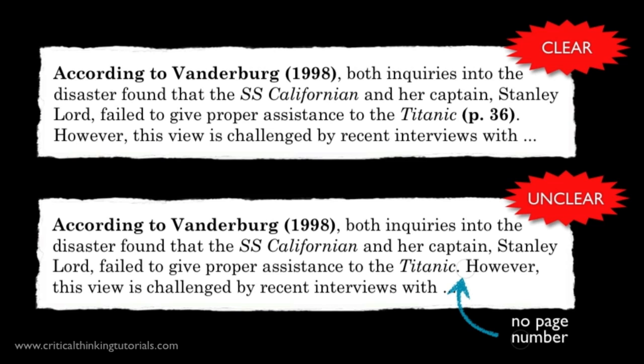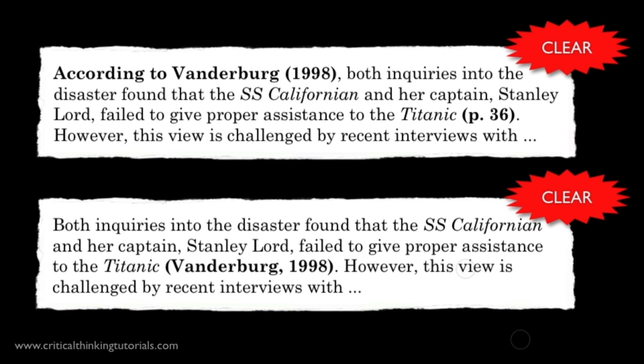Just to highlight this point, look at this version on top where I've bolded the lead-in and the page number. Here the boundaries are clear. The version on the bottom doesn't have the page number reference, so it's unclear exactly where the citation ends. Here's another way to make the boundary clear. I've changed the version on the bottom so the name and date citation come at the end of the citation, and this helps to clearly mark the boundary.